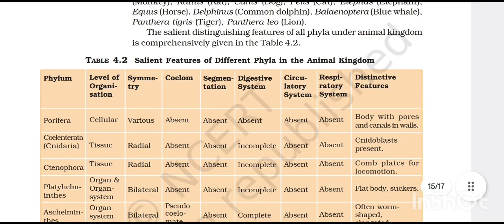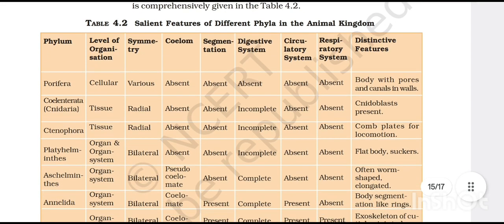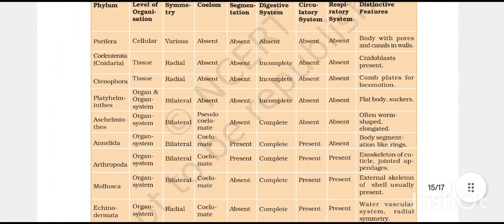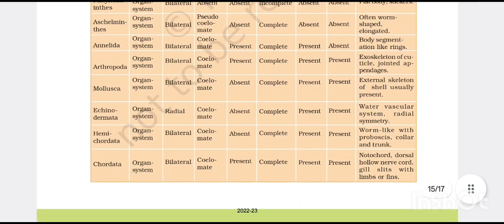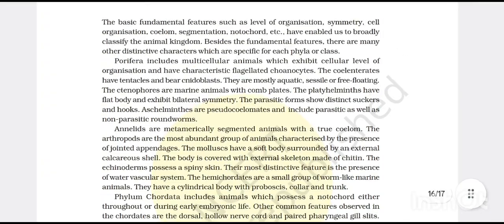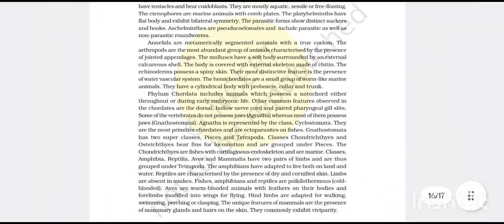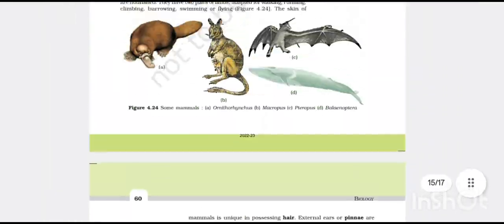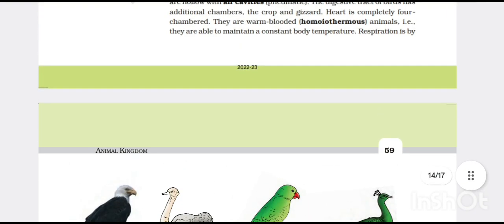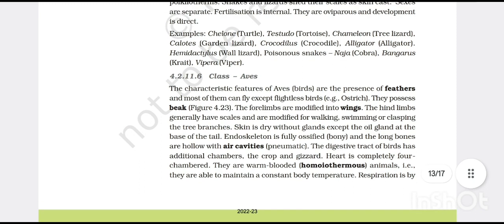These are the different salient features of the different phyla which are present under the animal kingdom: Porifera, Coelenterata, Ctenophora, then Platyhelminthes, Aschelminthes, Annelida, Arthropoda, Mollusca, Echinodermata, Hemichordata, then Chordata. And this is the summary of the whole chapter. In this video we have studied the animal kingdom, the different phyla present under it, and the characteristic features of the organisms under those phyla.